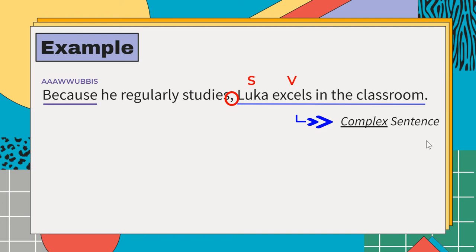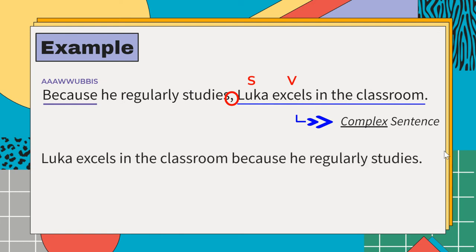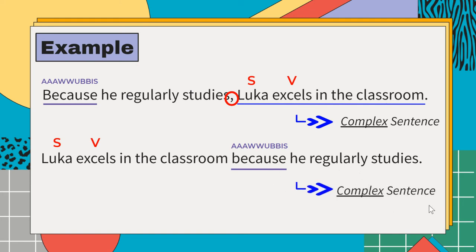And personally, these are my favorite types of sentences to write. This is a complex sentence. And you can write this sentence the other way as well. So instead of saying because he regularly studies, Luca excels in the classroom, I can say Luca excels in the classroom because he regularly studies. This is my subject and verb right at the beginning. Here is my AWUBIS. And this is also a complex sentence.